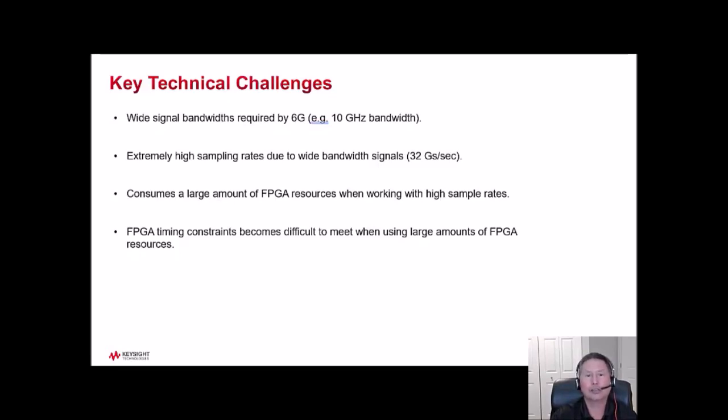For these applications, the sample rate could be considerably higher than the FPGA clock frequency. For example, if the sample rate is 32 gigasamples per second for the digitizer and the FPGA clock frequency is 400 megahertz, then in order to process 32 gigasamples per second data using an FPGA with a 400 megahertz clock frequency, 80 samples must be processed during a single FPGA clock cycle.